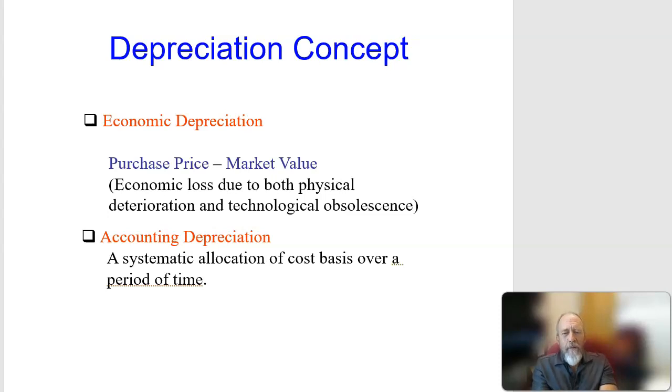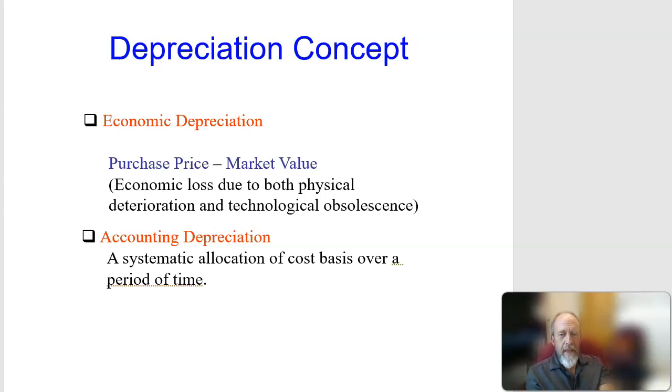How can we think about this? Suppose we paid $20,000 for a car and drove it off the lot, and a year later the car's only worth $15,000. That's its current market value. That's an economic loss. The economic loss of a car is because it's just not as valuable anymore. It has some deterioration because you've been driving it around. It also might have some technological obsolescence. If you've ever driven a car from the 1970s, you know that cars today have a little more technology.